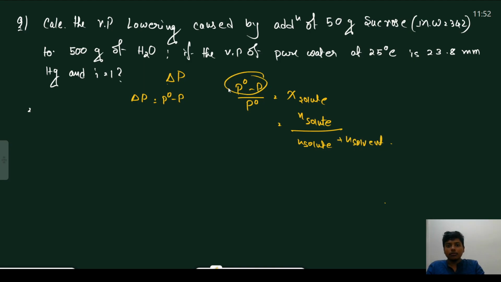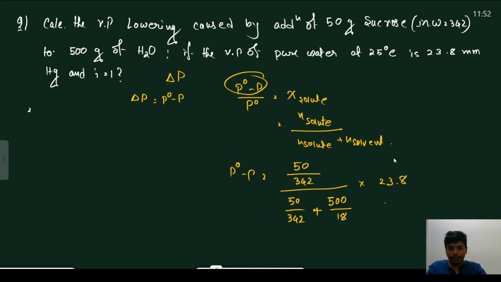Now they are asking this value. So P naught minus P is equal to N of solute divided by N of solute plus N of solvent, multiplied by P naught. What is the N of solute? 50 by 342. Yes or no? So it is 50 by 342 divided by 50 by 342 plus N of solvent. N of solvent is 500 by 18, multiplied with P naught. What is the P naught value? 23.8. Yes or no? This is what they are asking. Am I right? All of you gone through this?